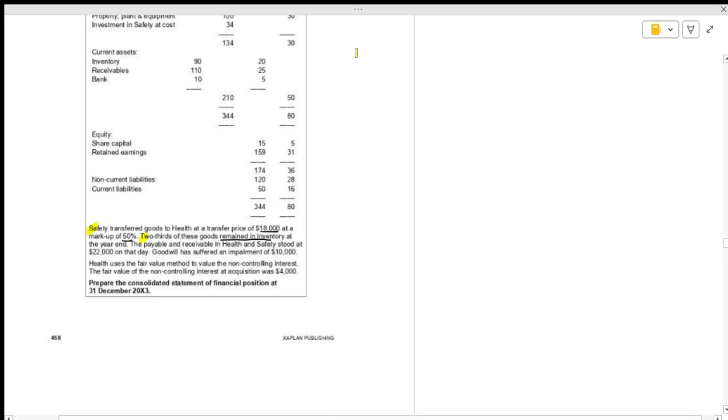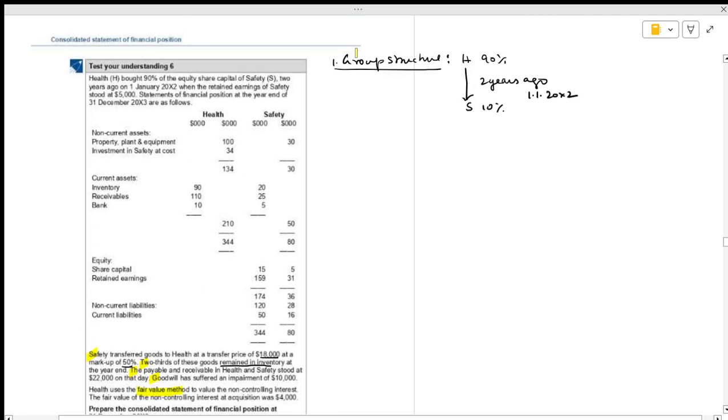The payables or receivables in Health stood at 22,000 on that day. Goodwill has suffered an impairment of 10,000. Health used the fair value method to calculate NCI. The fair value of NCI is 4,000. Prepare the statement of financial position. Now, first we have done the group structure.